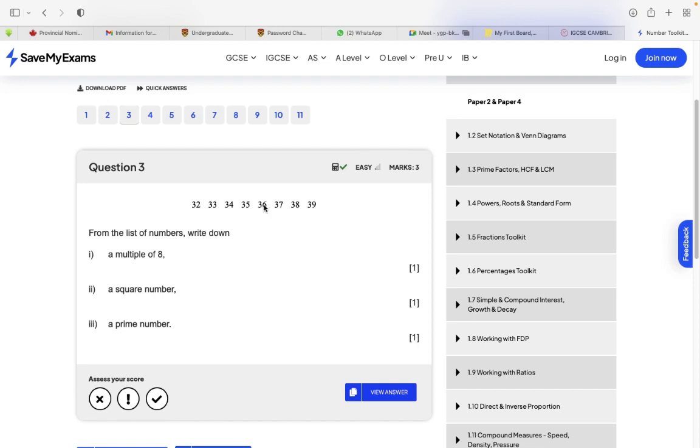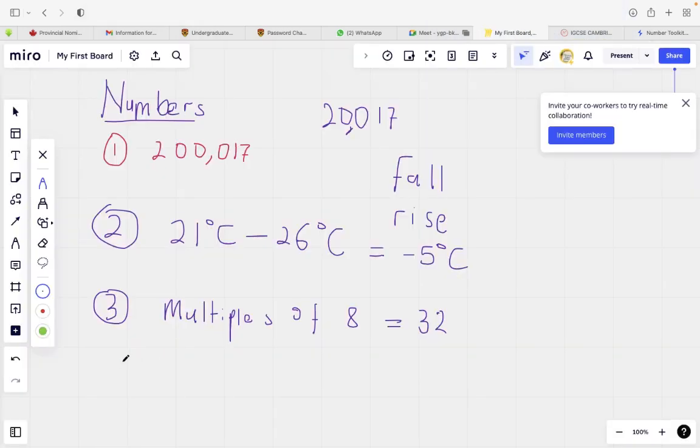Square numbers are numbers which can be multiplied by itself to get that number. For example, this is Roman figure 1, Roman figure 2 is square numbers. 1 is a square number. 4 is a square number. Why? Because 2 squared equals 4. Why is 1 a square number? Because 1 squared equals 1.